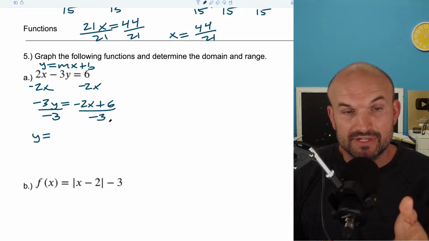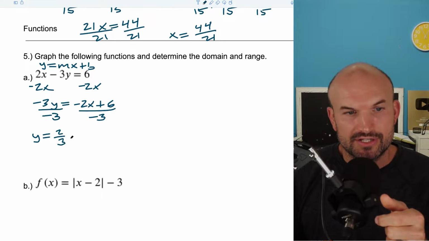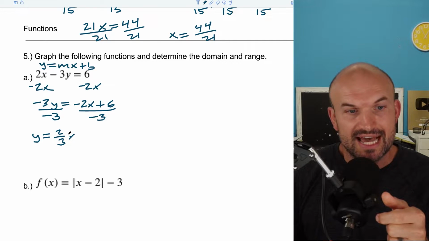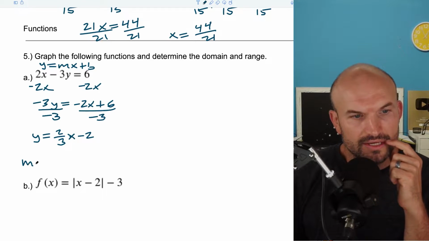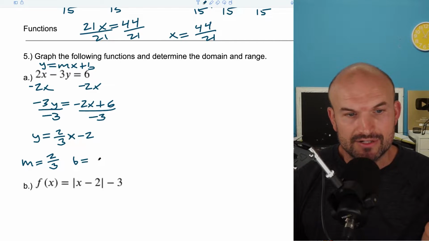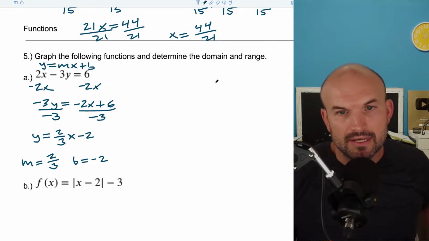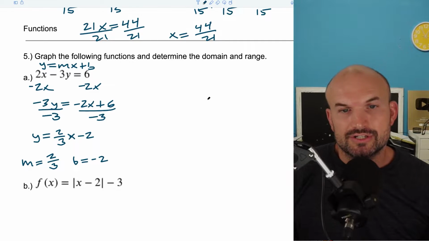So remember this -3 is going to divide into both of those. Therefore that's a 2/3, that's going to be 2/3 x minus 2. Therefore my slope in this case is going to be 2/3, and my b, which again is my y-intercept, is going to be -2. So we need to graph this and then we need to determine the domain and range.